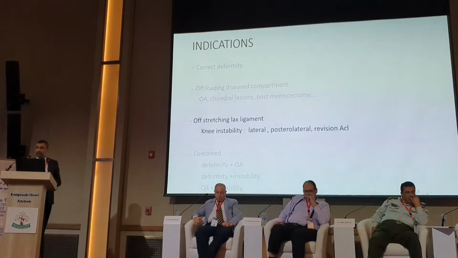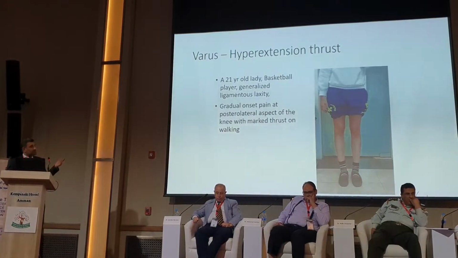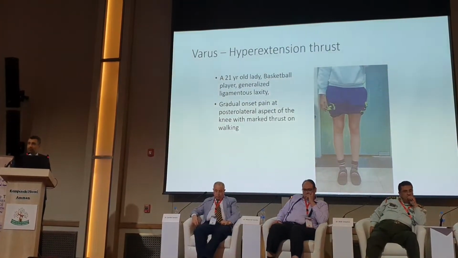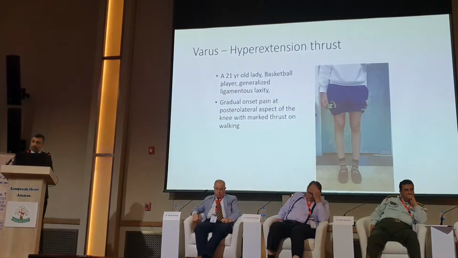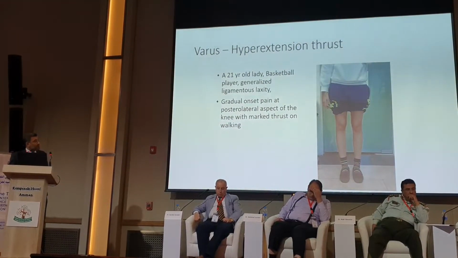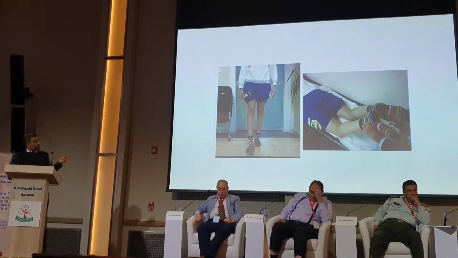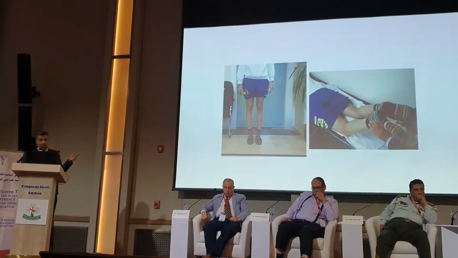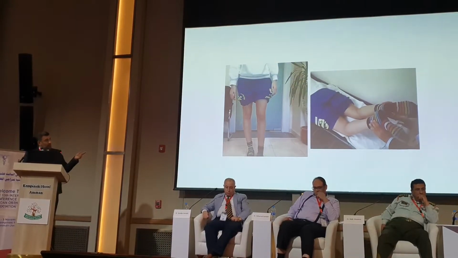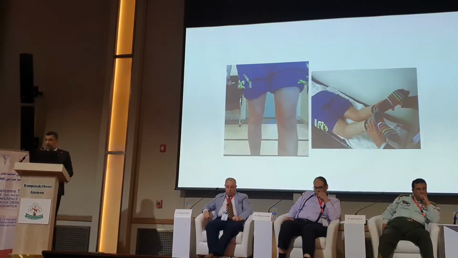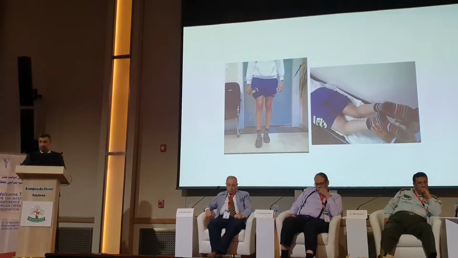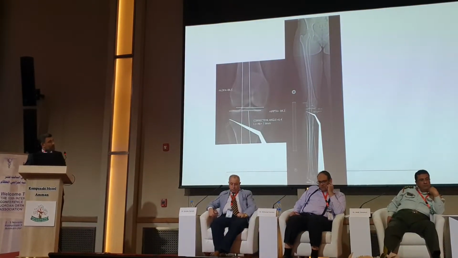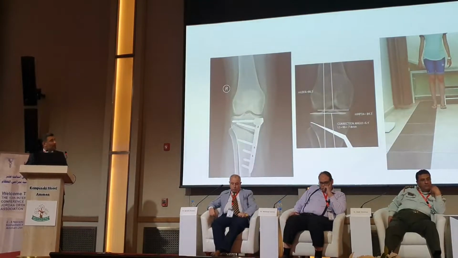Offloading, off stretching a diseased ligament. Let's take this example. This is a basketball player. She has no trauma, but gradual onset and somewhat progressive posterolateral knee pain. When I examined her walking, you see how she has varus hyperextension thrust to the right side, and her pain is posterolateral. But the Dale test was not so significant, so I don't think she will benefit from ligament reconstruction. So for her, we did a long-term assessment and found that she has some varus, with osteotomy.